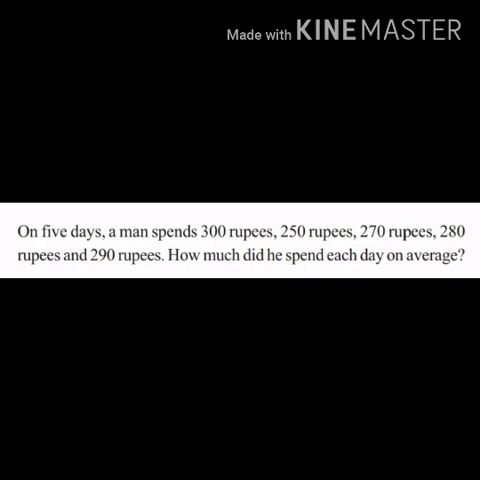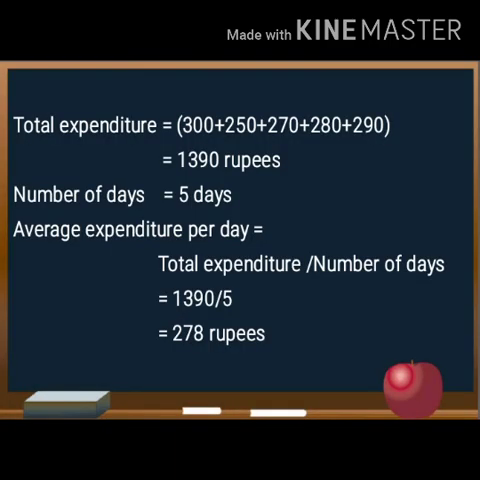Let's check it out. For getting the answer, we have to find how much he spent in all, that is total expenditure. We can get it by just adding 300, 250, 270, 280 and 290, that is 1390 rupees, and the number of days here is 5 days. So we can find the average expenditure per day by total expenditure divided by number of days, that is 1390 divided by 5, that is 278 rupees.